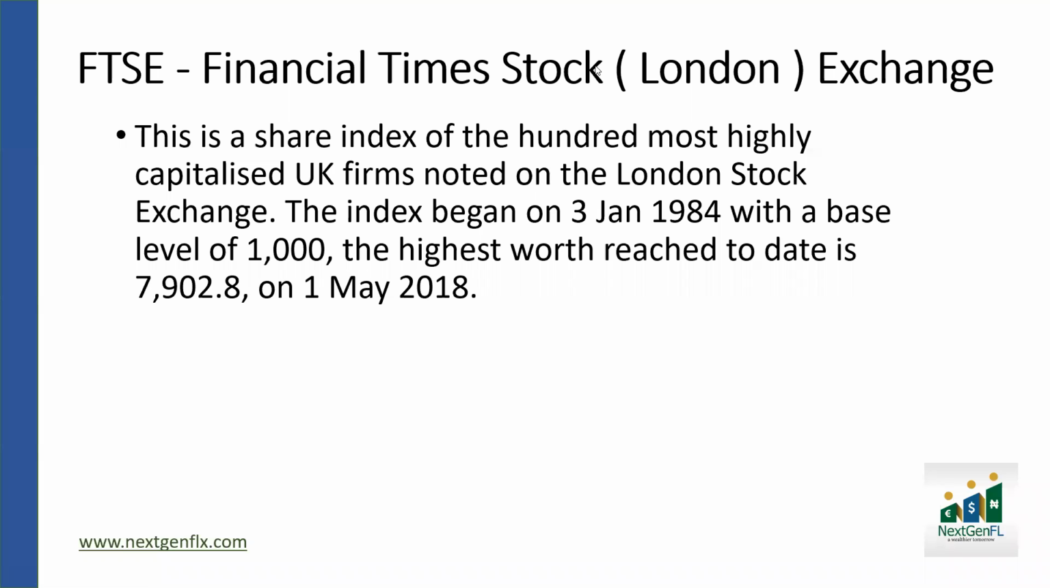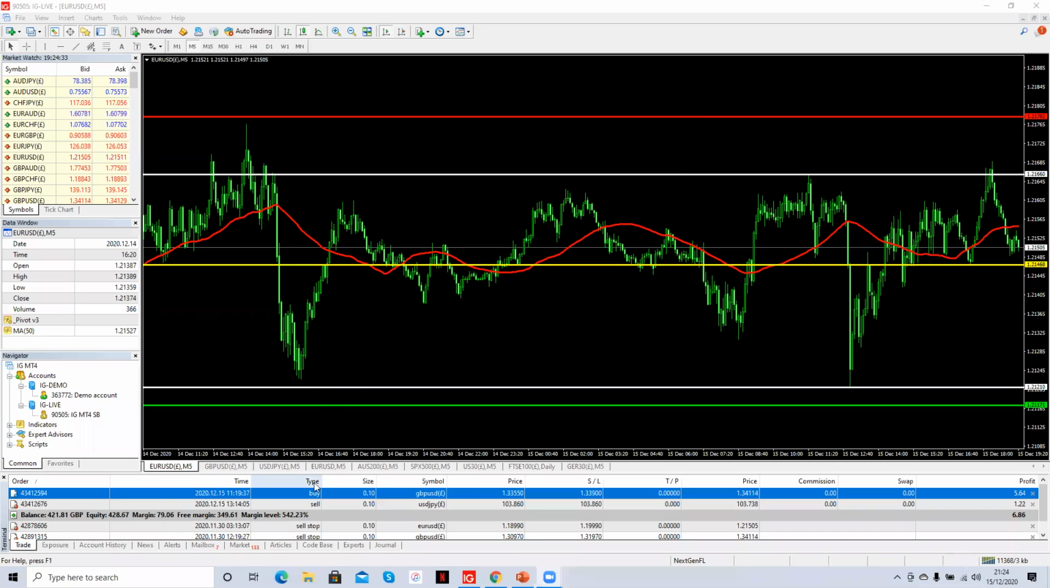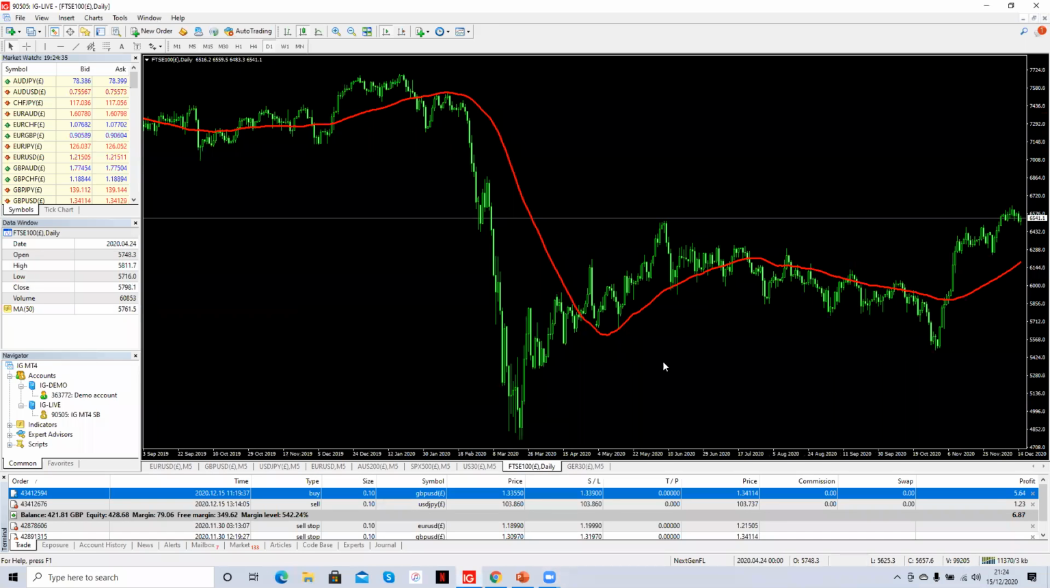And let me just quickly show you that actually. So let's look at the FTSE. So there's the FTSE, on a daily time frame. So you can see that this is what they're measuring. And this is the FTSE 100, like I said, the top 100 companies in the UK listed on the London Stock Exchange.